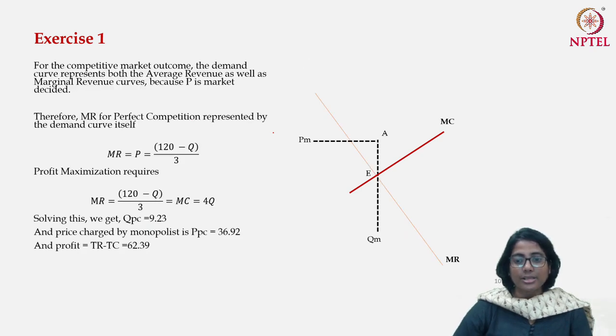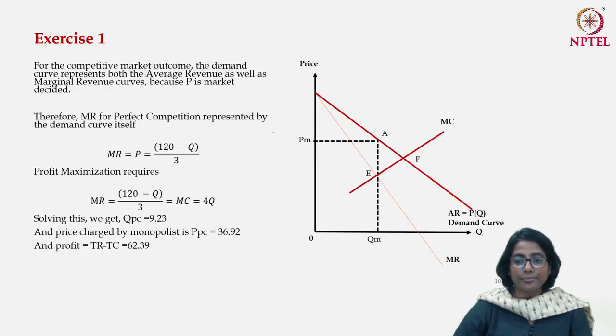Let us see what happens in case of the perfectly competitive market outcome. So this is what we have now shown for the monopolist. I have actually made this MR line thinner, because for the perfectly competitive market, average revenue itself is the marginal revenue. So in case of a perfectly competitive market, MR is equal to P, which is 120 minus Q by 3. This is again given because P is given. So we know this is the marginal revenue. You see that the average revenue curve itself is the marginal revenue curve.